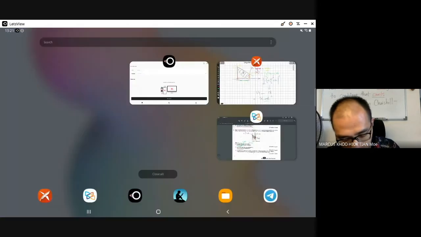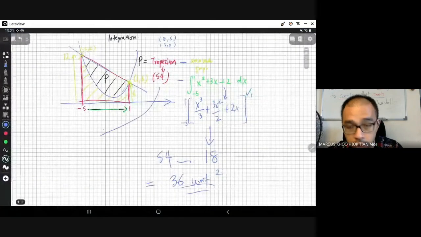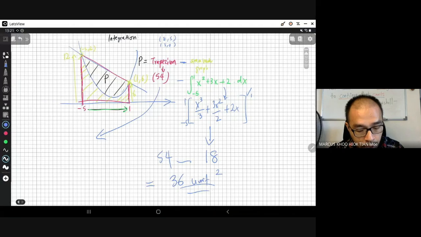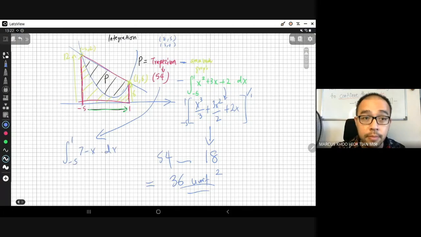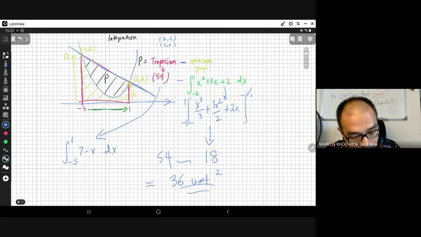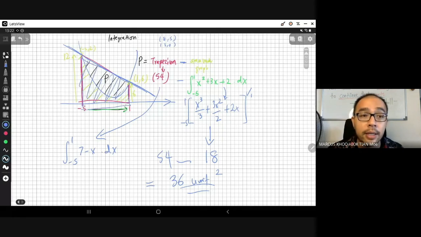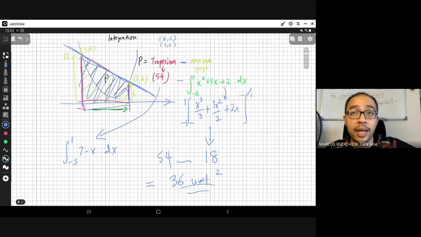Hold on now, what is the equation? 7 minus x. Okay, so the trapezium, those of you who understand this, you can do this. It's also the integral from negative 5 to 1 of 7 minus x dx. You can do that if you want. Because the area under the graph of this one is this whole trapezium. From negative 5 to 1, this whole thing is the trapezium. I prefer to use the trapezium because it is safer. I'm afraid I integrate wrongly, I'm afraid I substitute wrongly. But if you really want to, you can also do it in this manner.